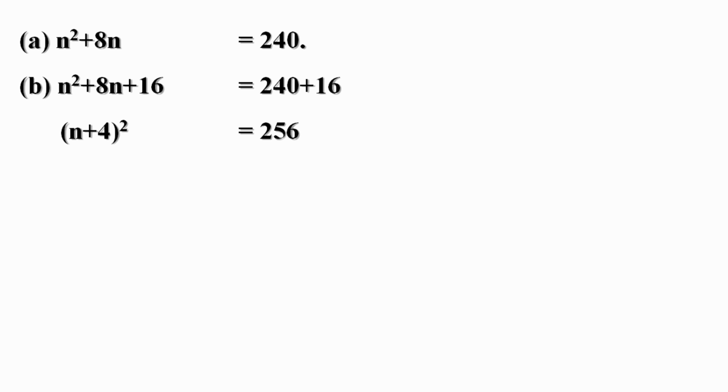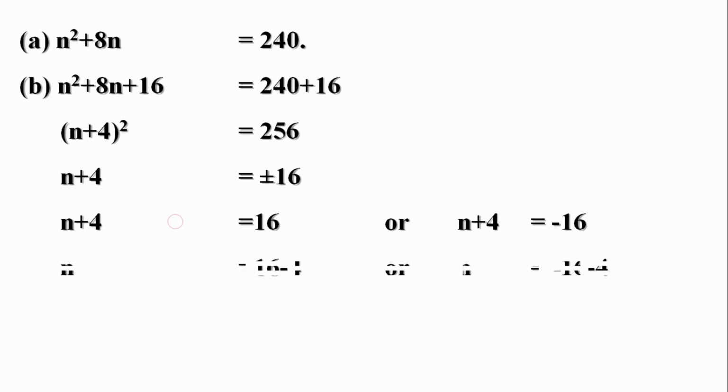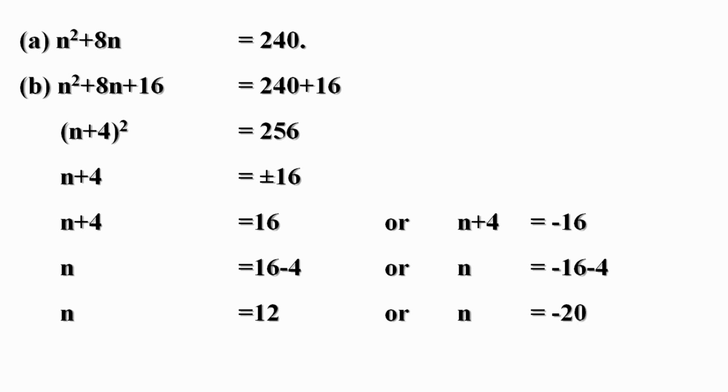So we get n plus 4 equal to plus or minus 16. So this can be divided into two equations, n plus 4 equal to 16 or n plus 4 equal to minus 16. From the first one we can say n equal to 16 minus 4, and from the second one n equal to minus 16 minus 4. From the first one we can say n equal to 12, and from the second one it is n equal to minus 20. Number of terms cannot be negative, so sum of 12 terms of the sequence is 240.